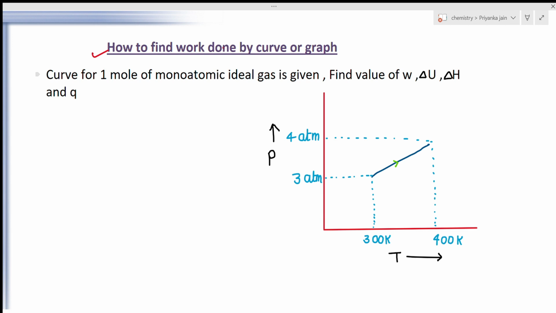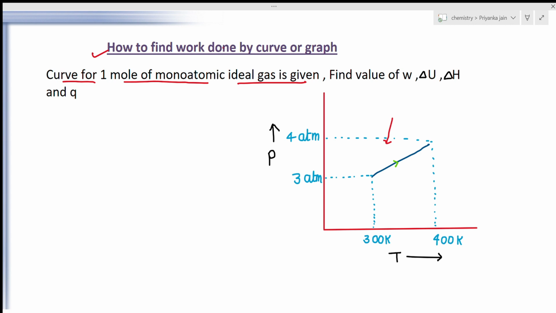Okay, see here, this is the first question. The curve for 1 mole of monoatomic ideal gas is given and we have to find out the values of W, del U, del H and Q. So we have been given this type of graph. The graph is between P and T. You can see here there is a straight line.